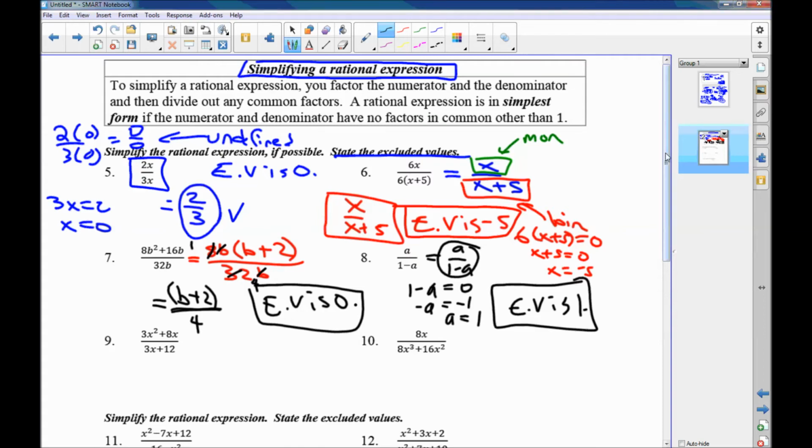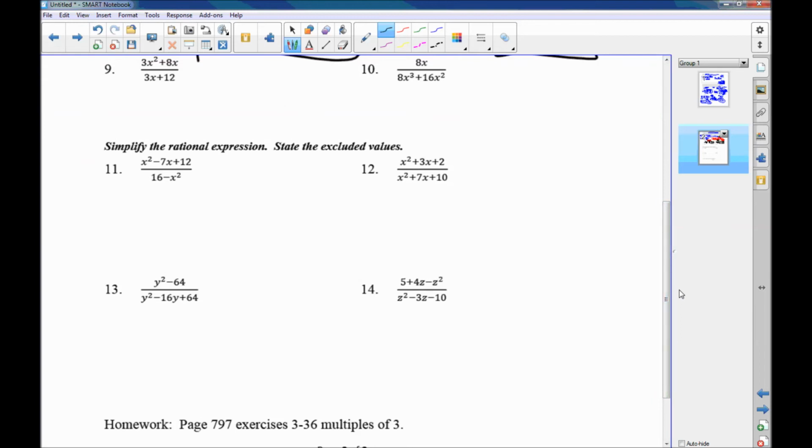Okay. Number 9, 3x squared plus 8x on top and 3x plus 12 on the bottom. On the top, only an x can factor out. That leaves behind 3x plus 8. And on the bottom, a 3 can factor out, and that leaves behind x plus 4. So there's no common monomials, there's no common binomials, so this original fraction was as simple as we can get. There's our rational expression simplified already.